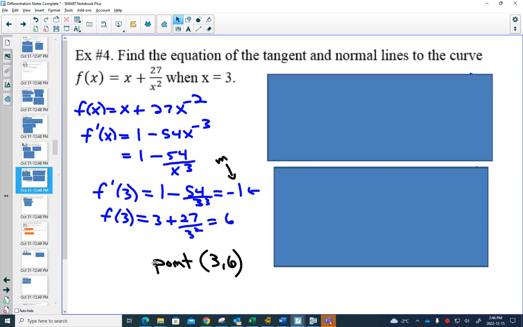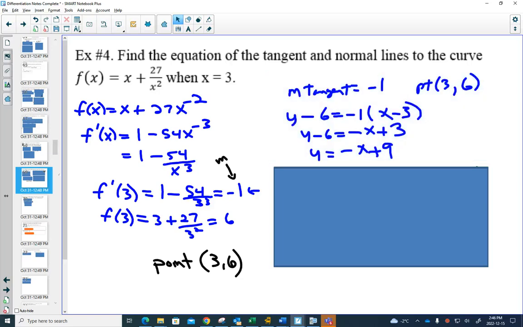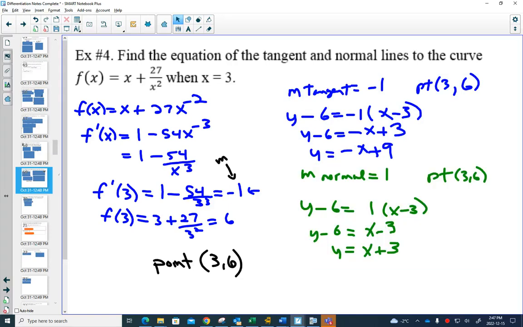And what are the two things you need for an equation of a line? You need a point and your slope. Then once you have your point and your slope, I use the y minus y1 form this time. You get -x plus 9. The slope of your normal will be +1, and you get y equals x plus 3.